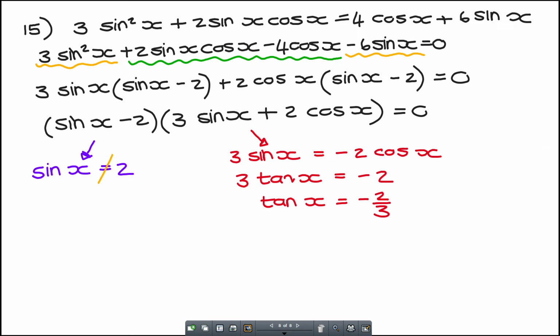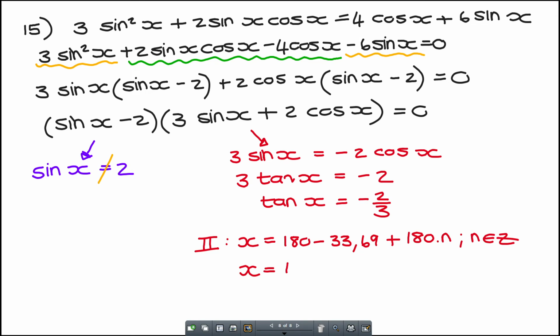Alright, and tan is negative in which quadrant? Second, ja. Net in die tweede, onthou ons soek net tot by 180 grade. So ek gaan hê x is gelyk aan 180 minus my reference angle of 33,69 plus, en kyk hier, tan grafiek, 180 times n. Okay, nou vereenvoudig ons net gou daai. So this will be 146,31 plus 180n.